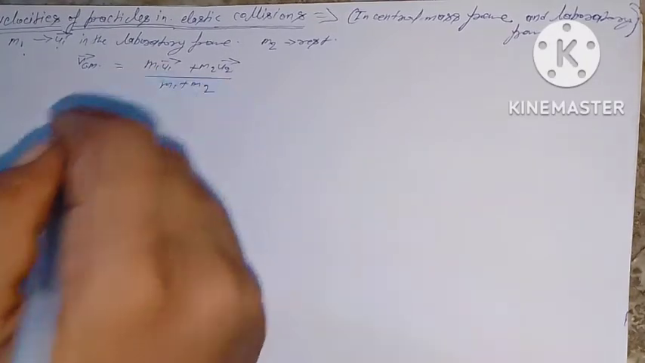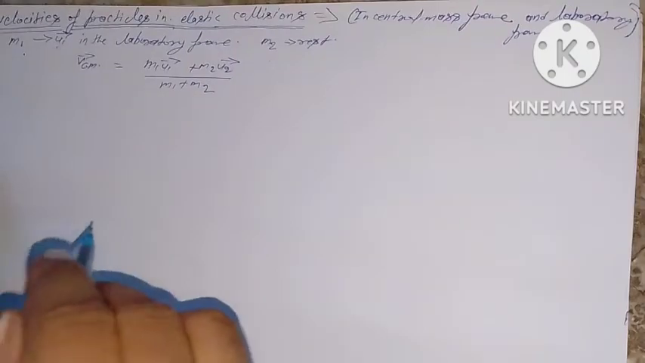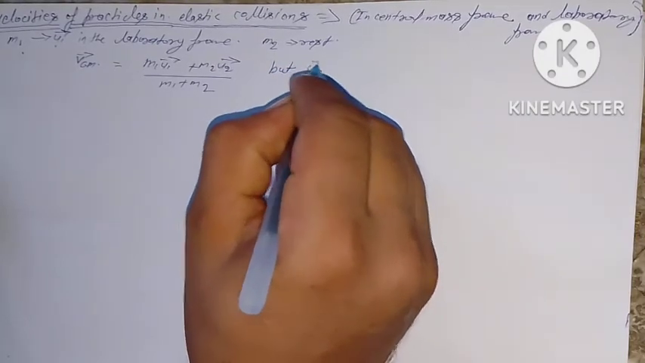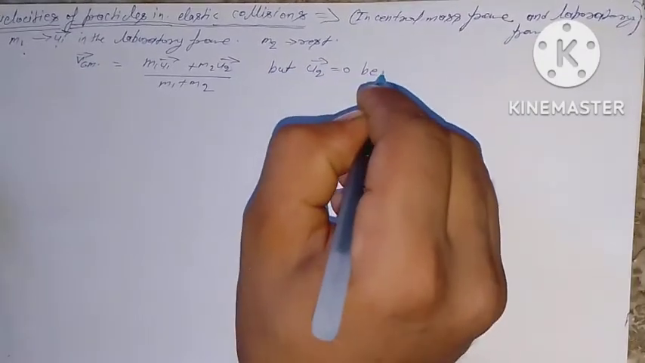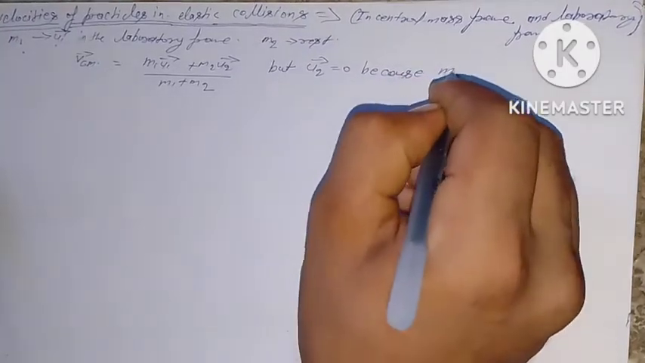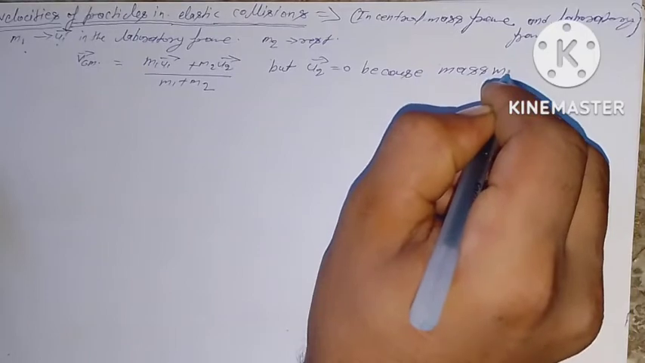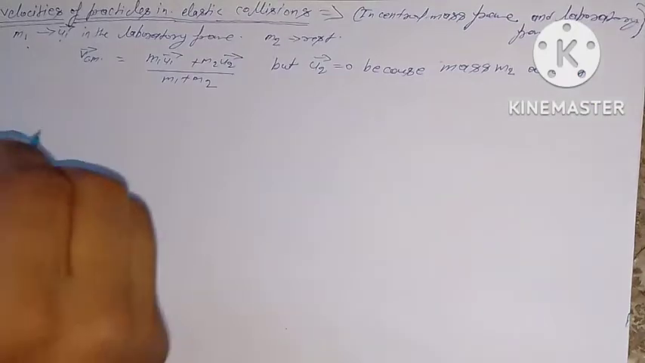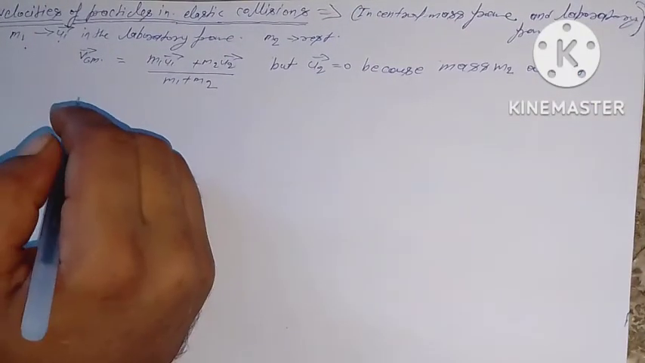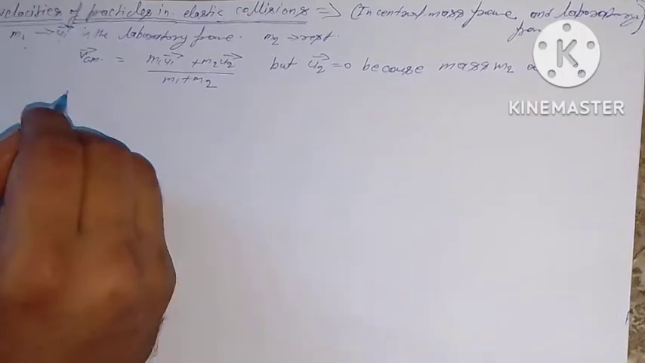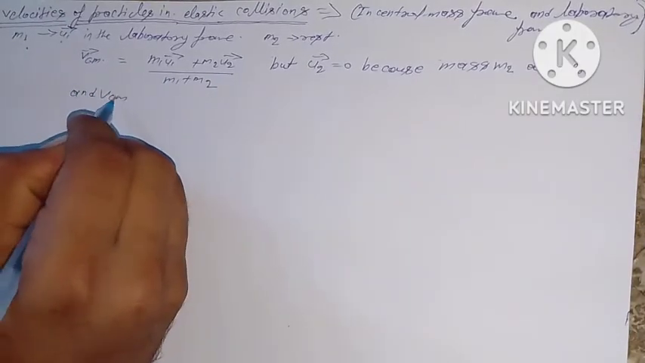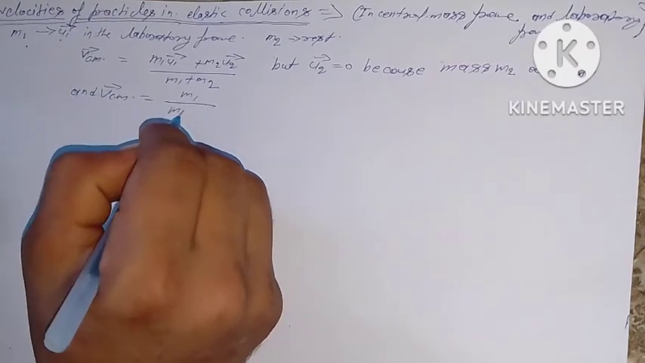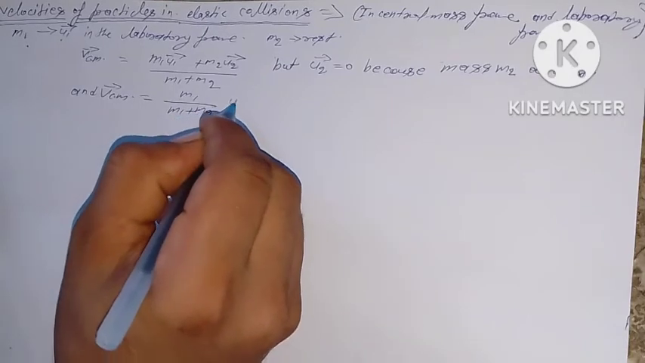Since we have assumed the mass m2 to be initially at rest, u2 equal to 0, because mass m2 is at rest. So u2 equal to 0 and the center of mass velocity vector Vcm equal to m1 upon m1 plus m2 times u1 vector.